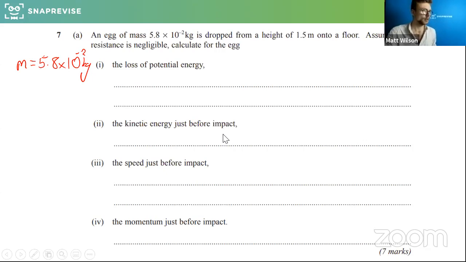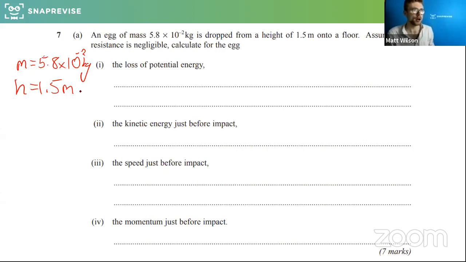Okay. What else do we know? So we know that we've been dropped from a height, let's call it h, a height of 1.5 meters. That's quite a nice number. Assuming no air resistance, calculate for the egg the loss of potential energy. So of course, when they say the loss of potential energy, they mean from when we dropped it to when it hit the floor. So what type of potential energy are we on about, and what's the formula?